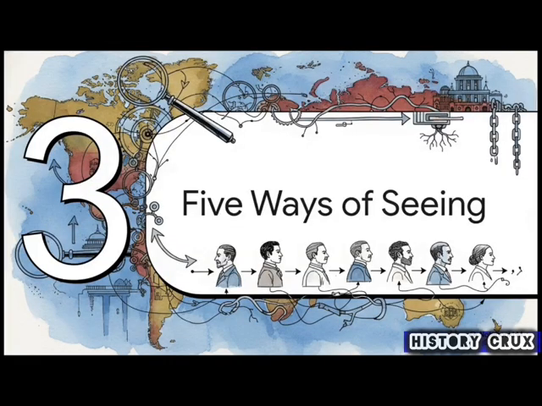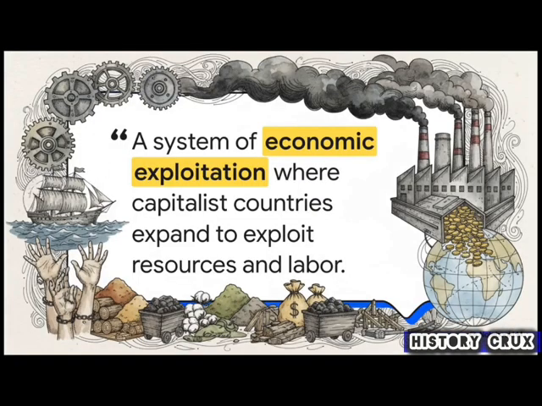So that's the playbook. But a system this massive and complex, you really can't understand it from just one angle. To get a much deeper, richer picture, it helps to look at it through the eyes of some of the key thinkers who studied it. Let's explore 5 different ways of seeing this. First, we've got Karl Marx.